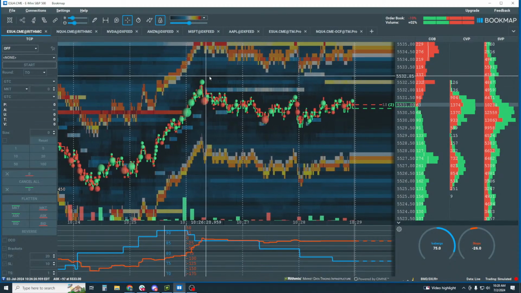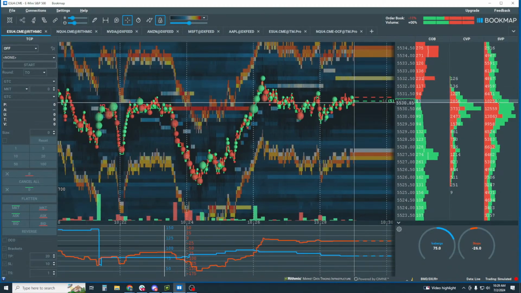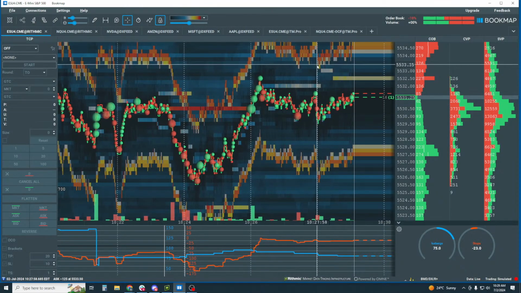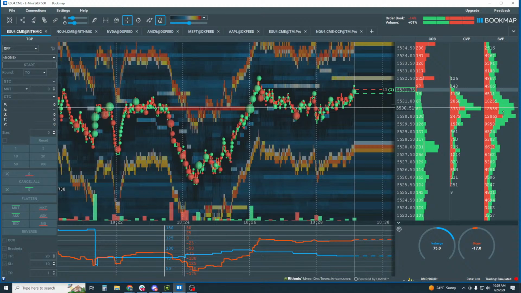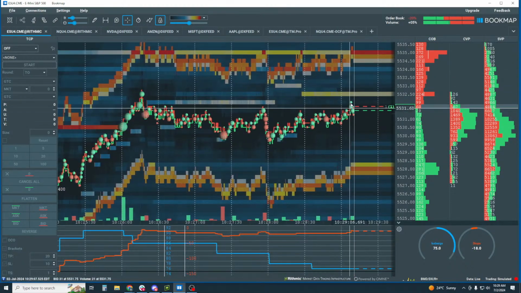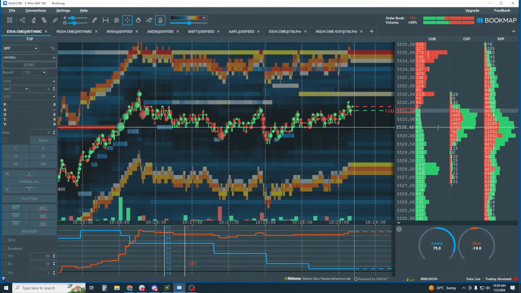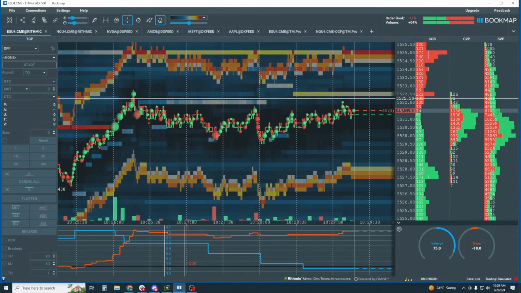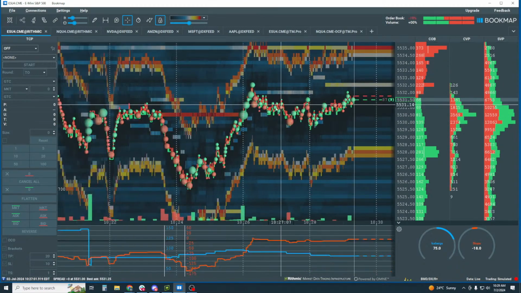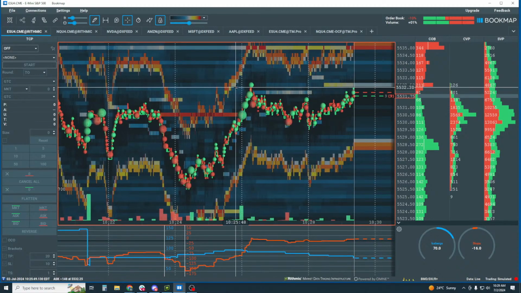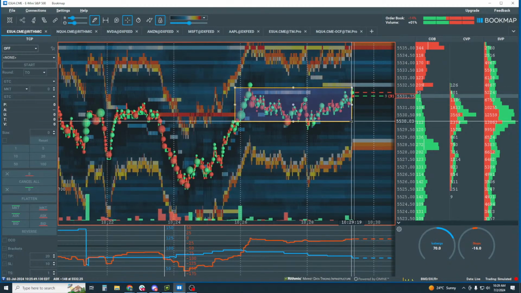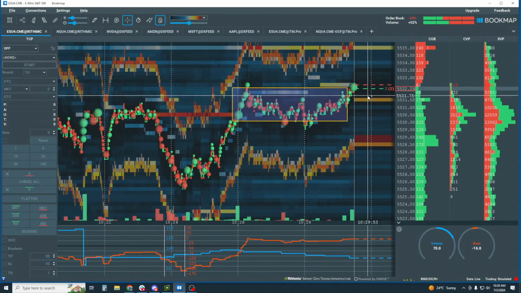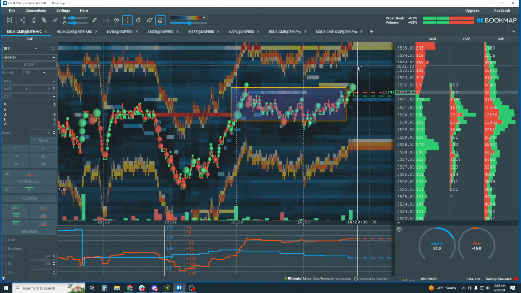Now for them to move away from this really big high volume node in here, a lot of trading activity in here, we've got to see a lot of buyers. Or we get down into this area down here and we've got to see a lot of sellers. Okay, this is an area of value right now, and we need something to move it away from that value area. What is it going to be? It has to be traders. It has to be volume.